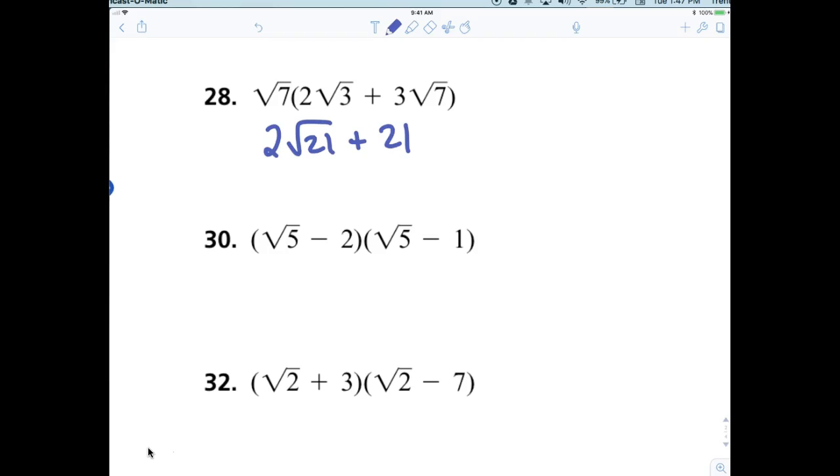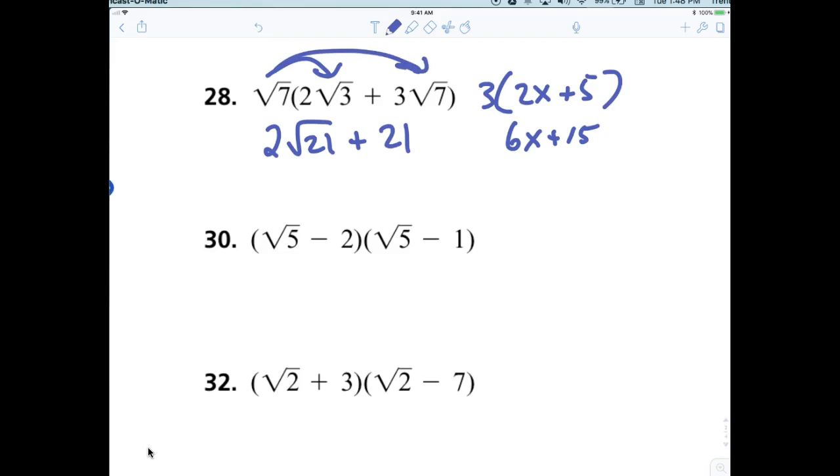Let me just say one more thing real quick. This sounds kind of dumb, but honestly, I had to figure a lot of things out on my own. So here's what I used to do. 3 parentheses 2x plus 5. I just went back to something that I've known forever, and then I'm just distributing a 3. So the answer here is 6x plus 15. So I'm applying that information to this problem. I'm distributing a square root of 7 because it's the same principle as distributing the 3. Does that make sense?